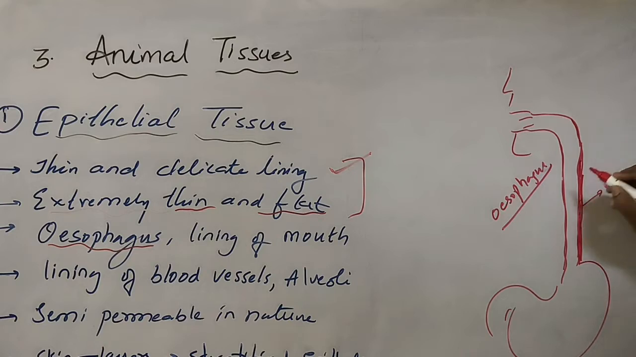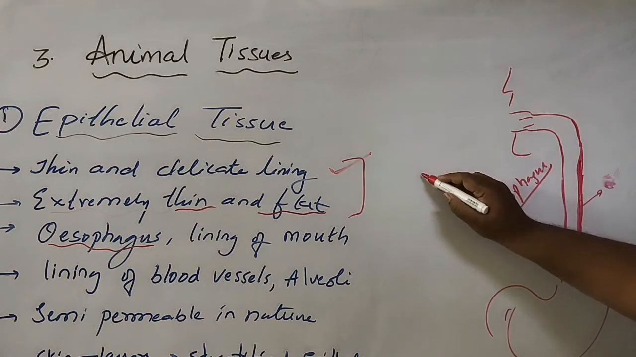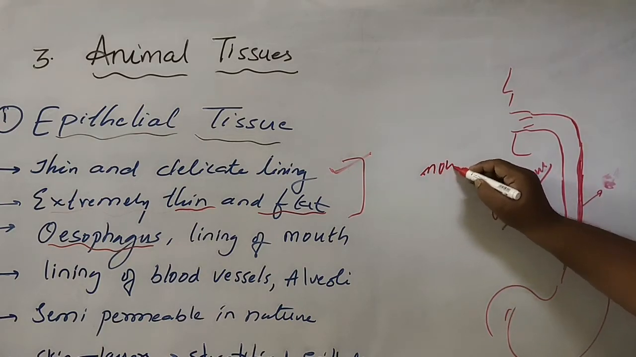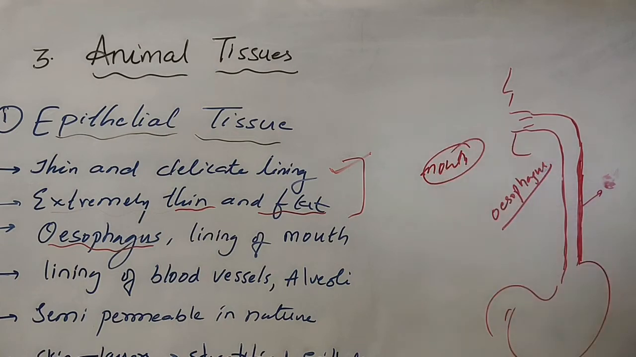And even the lining of your mouth. So if you drink some hot tea and all, the first layer which comes out, isn't it? It will be a very, very thin layer, extremely thin. If you drink hot water, the palate in your mouth will burn, and like a thin lining of it will come out. So that is nothing but the epithelial tissue.